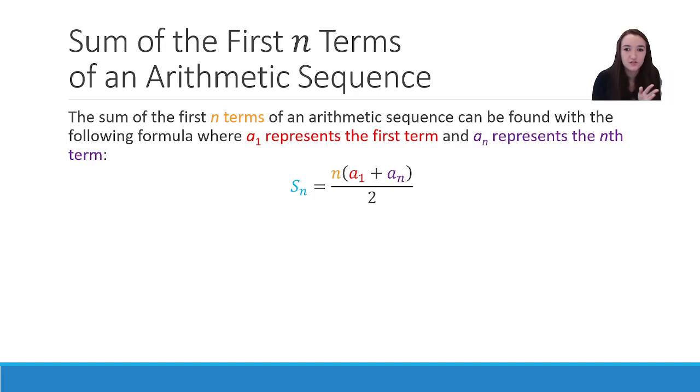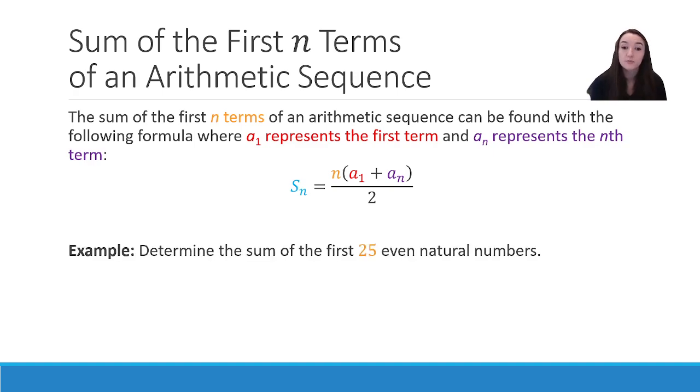So first, second, third, fourth, fifth term, right? That would be the sum of the first 5 terms. So I add them. Remember, sum means add. So if I wanted to add up the first 5 terms of a sequence, I would say, well, S5 will equal 5 times A1 plus AN over 2.